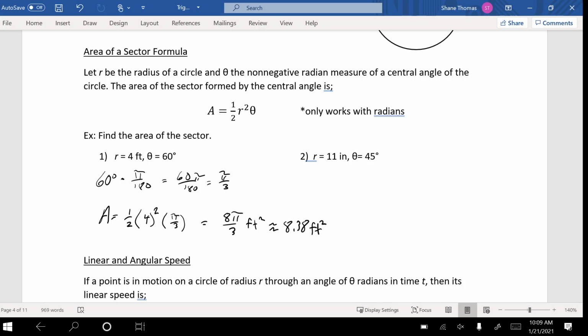Questions on that? Okay. What it comes out to be? I have it written down on my note sheet. But just punch in the calculator: 8 times pi divided by 3. It's area. It's feet squared.